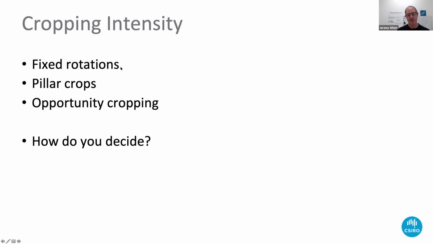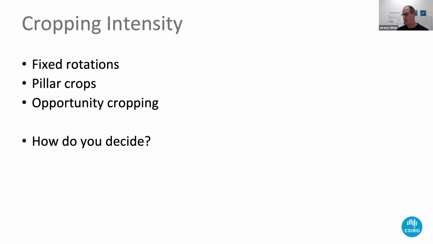There's lots of talk. The moment you start talking rotations, you get people... it's almost like religion. There's lots of different schools of thought. Some people really like the idea of a fixed rotation, so they'll plan their rotation around disease, weeds, and chemistry of herbicides, and then you just follow that rotation time after time.